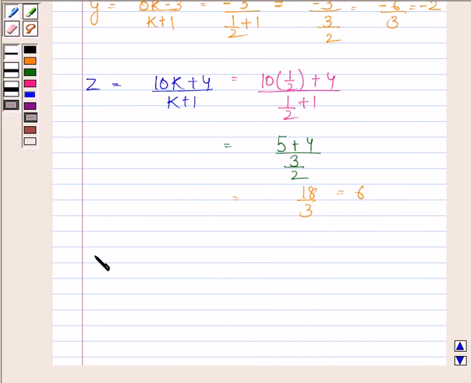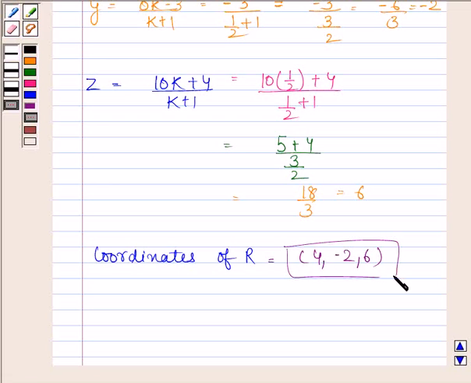Hence the coordinates of R are 4, minus 2, 6. This is our required answer.